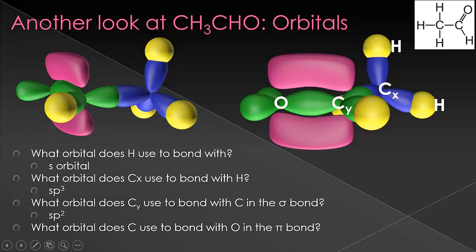Now, what does carbon use to bond with oxygen in the pi bond? Here we have a carbon bonded to an oxygen, and we have this pi bond drawn out. It's going to use the leftover orbital. We used the s and two of the p's to form the hybrid orbitals, and the leftover orbital was a p orbital. And so that p orbital is what's going to form our pi bond.